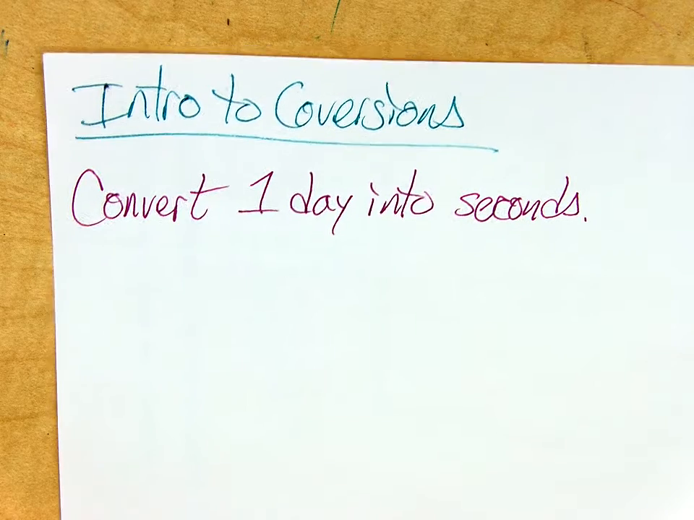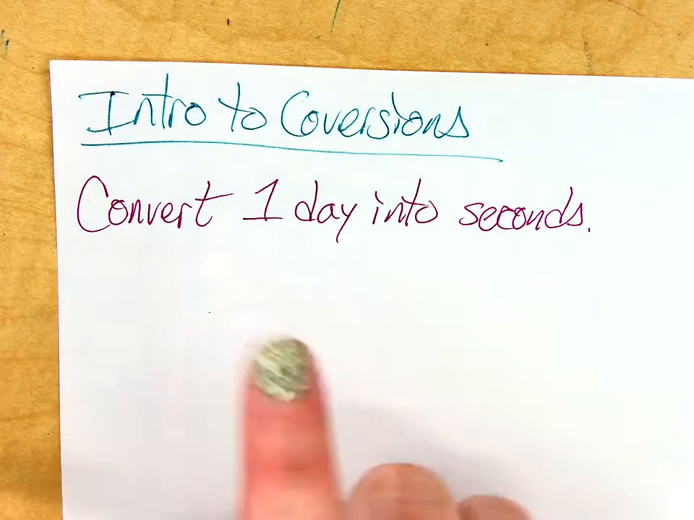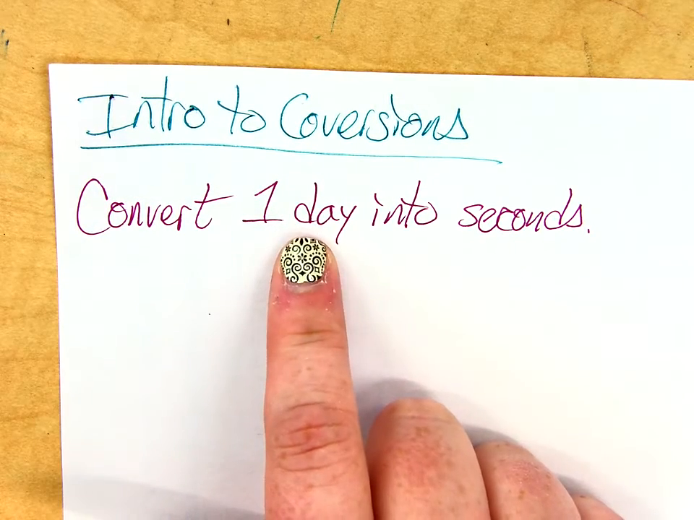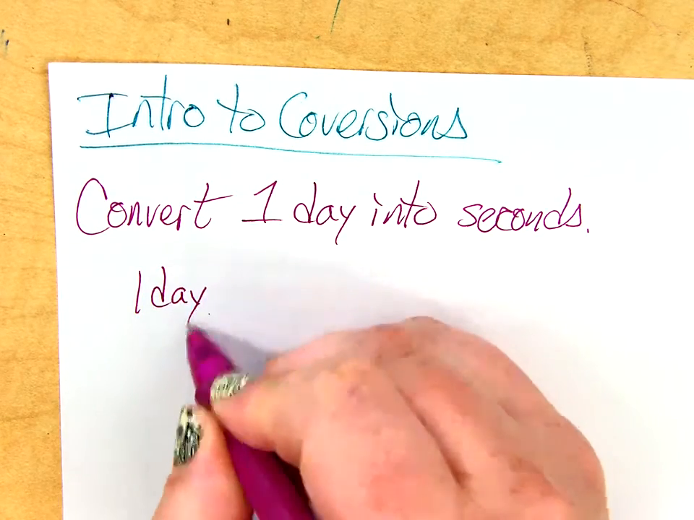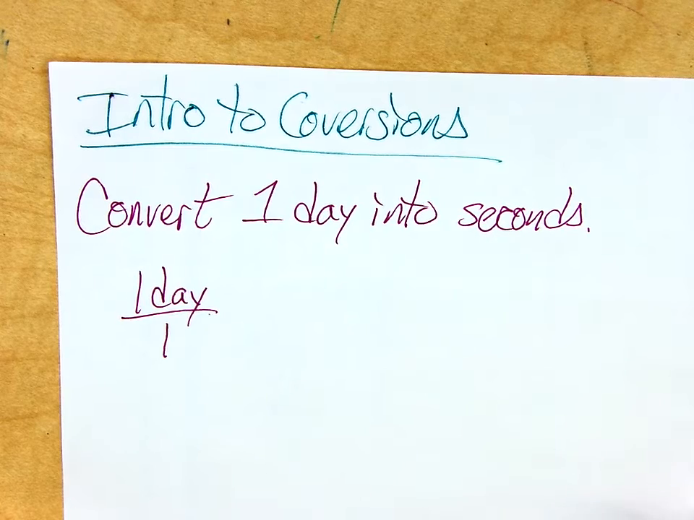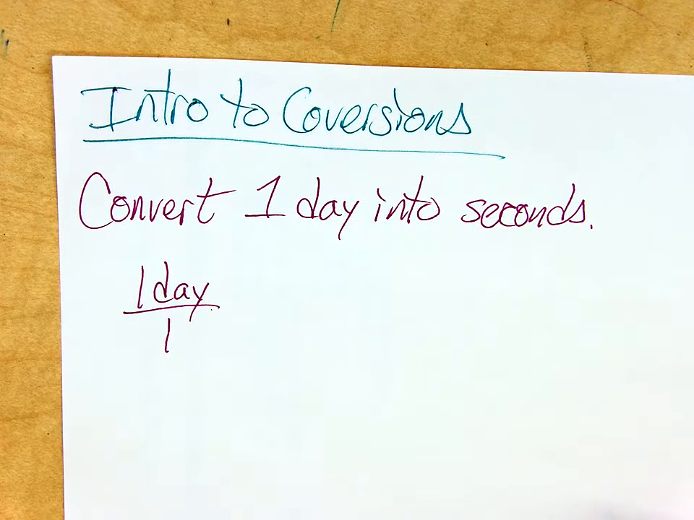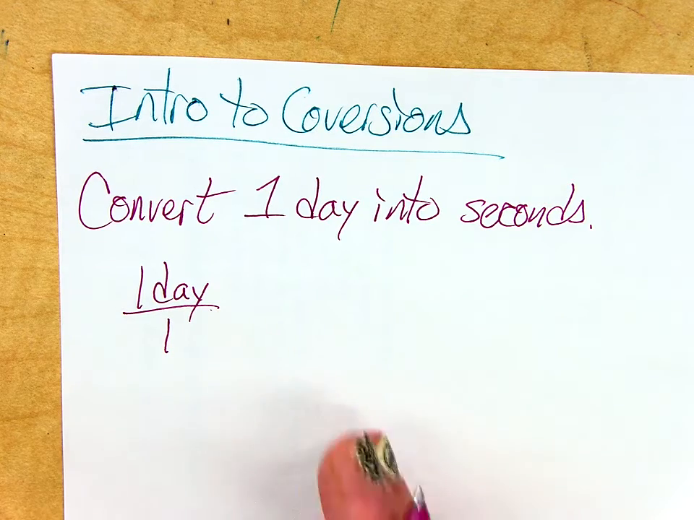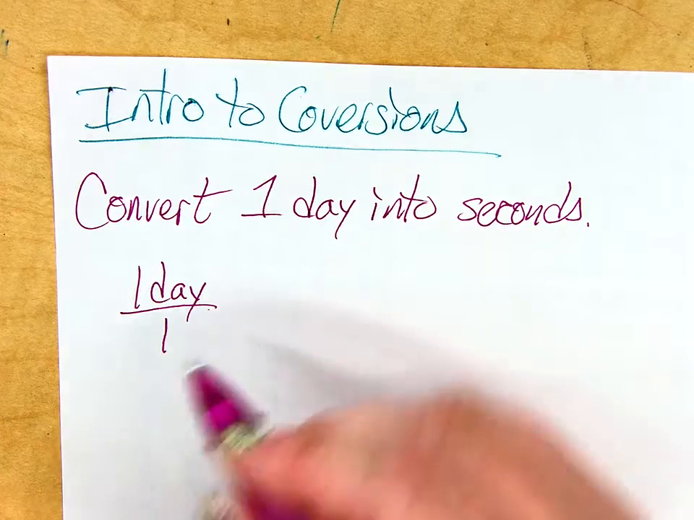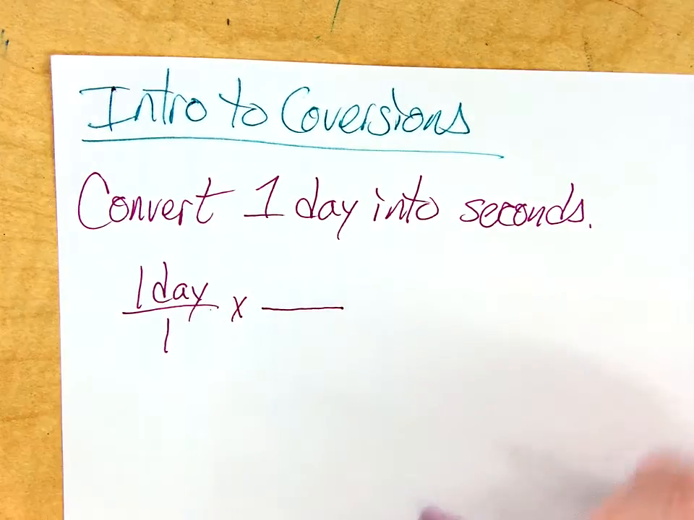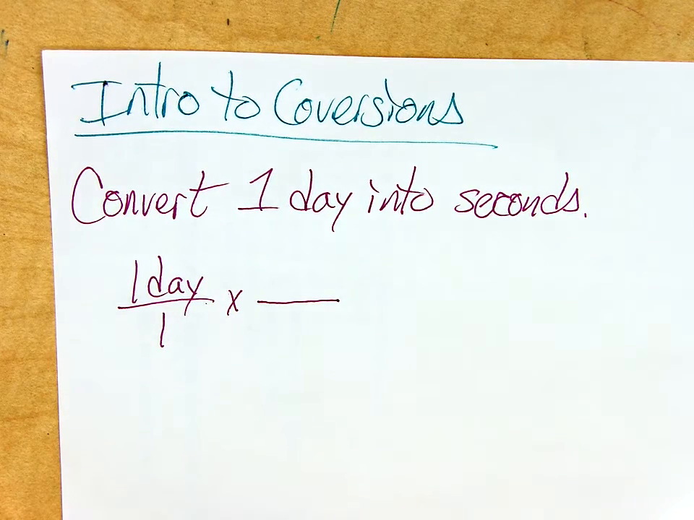So here's what you do if you want to do a conversion. You're going to start with whatever you're given. In this case, I'm given 1 day. So I'm going to write 1 day, and you're just going to put it over 1. And now what I'm going to do is keep multiplying this by fractions until I end up getting what I want. It's just that the next fraction has to be some sort of conversion.